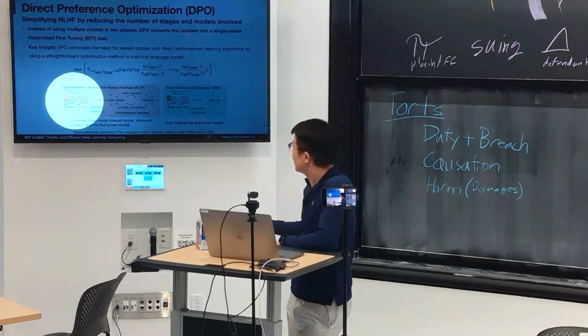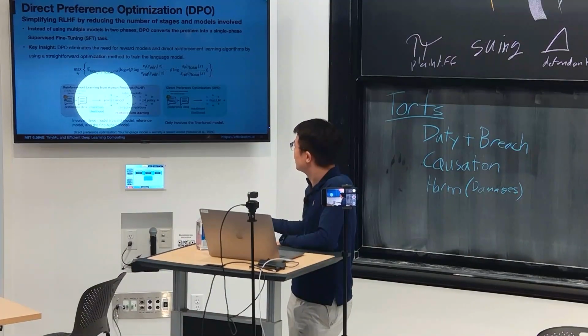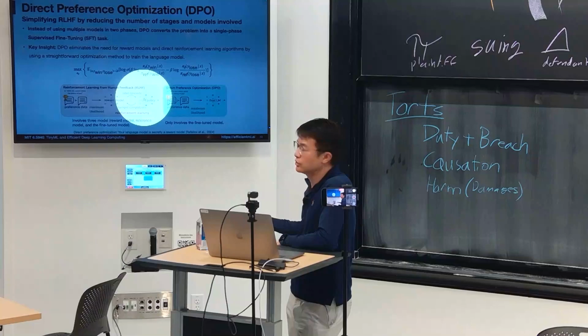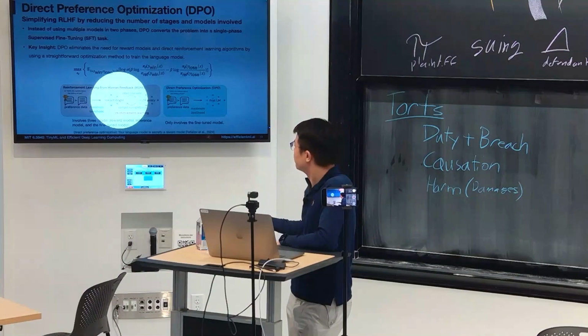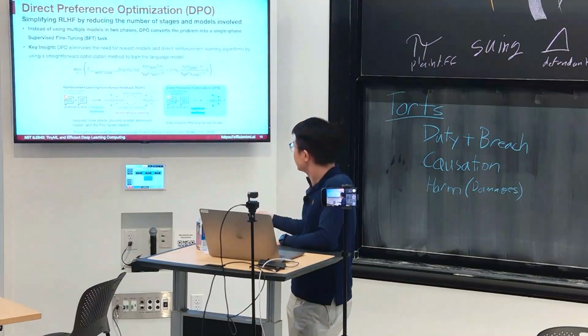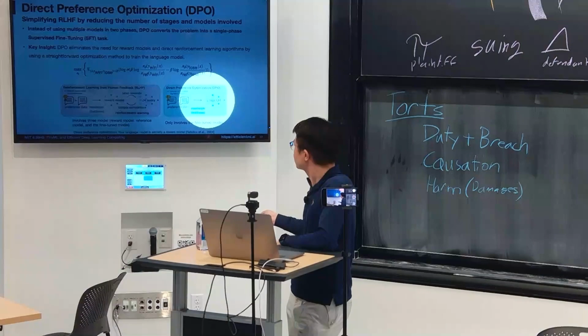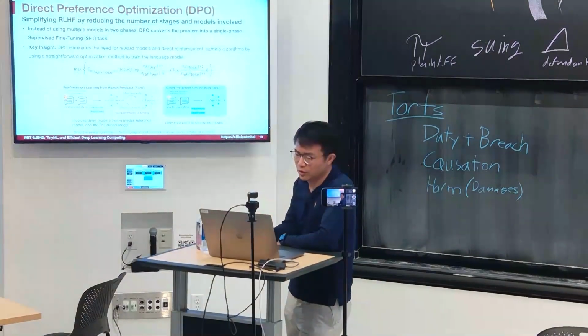So in RLHF, given this preference data, given the same input, "write me a poem about the history of jazz," this answer might be better than the second answer. We use that to train a reward model. So when a large language model gives a policy, we can give it a reward and continue to train it with reinforcement learning. But here we want to get rid of those 2 phases and 3 models, and just combine them into a single model and 1 single loss.